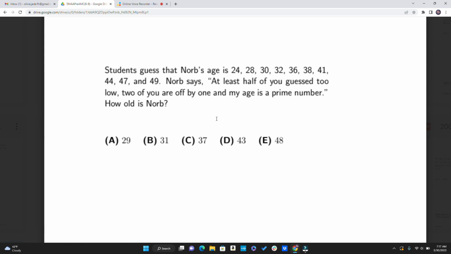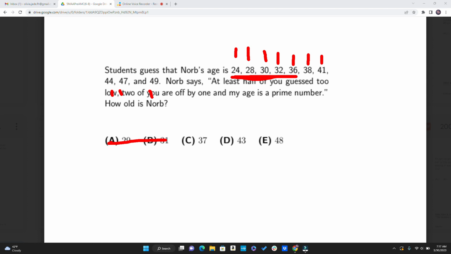So we've got all of these numbers. How many guesses do we have? Let's count that out. So we have 1, 2, 3, 4, 5, 6, 7, 8, 9, 10 guesses. Half of you guessed too low, so let's look at the bottom half. They're all too low. That'd be these 5, right? 5 is our bottom half of 10. They guessed too low. So Norb has to be older than 36. So we'll eliminate choices A and B.